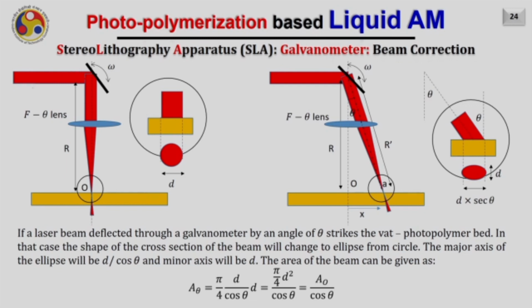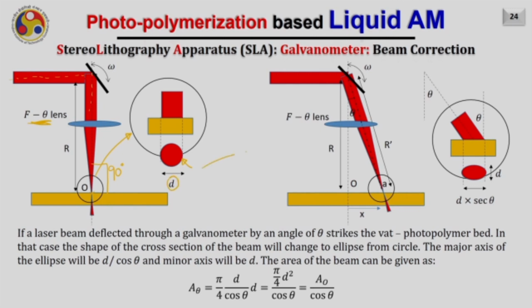So if the galvanometer is deflecting a laser beam which is further getting focused by utilizing the f theta lens at a flat field, you will find that the laser beam is striking vertically. So this axis angle is 90 degrees from the build plate. In that case, if I look at the laser beam's cross section, if this is the zoom view of the same, you will find that the laser beam spot diameter is d, which is the focal diameter also.